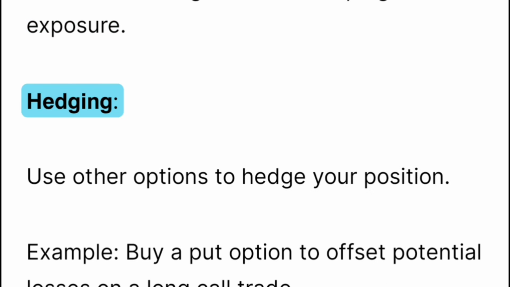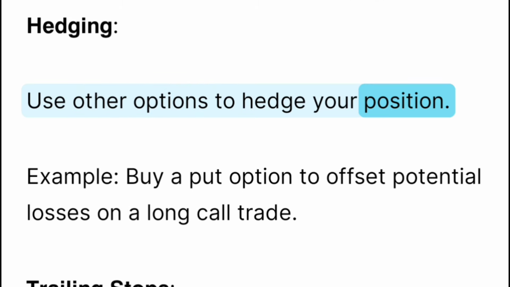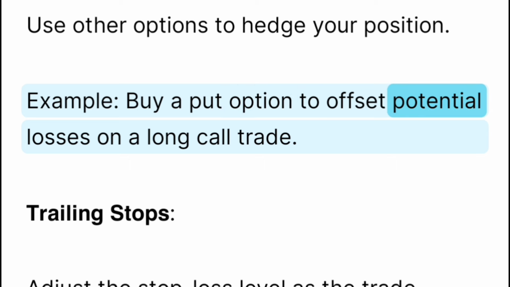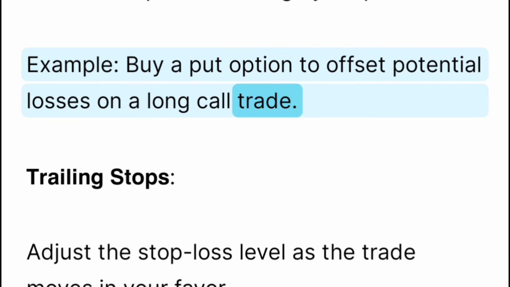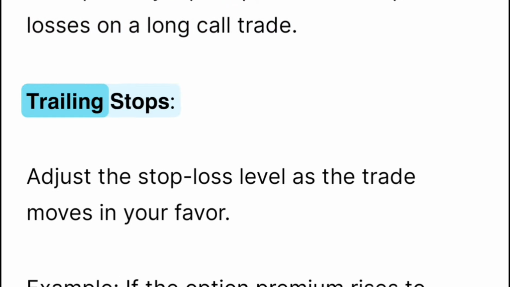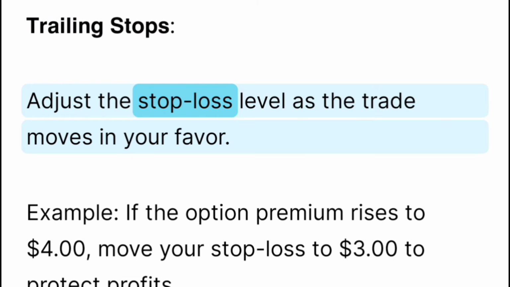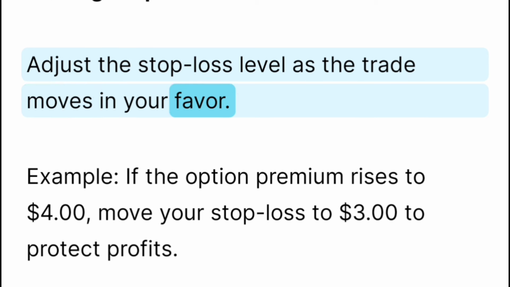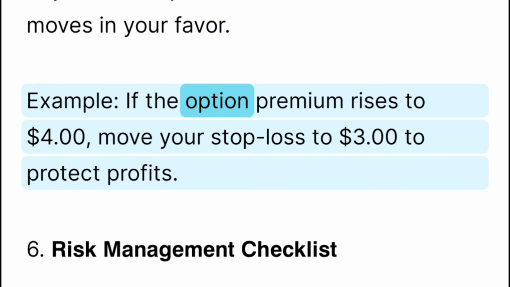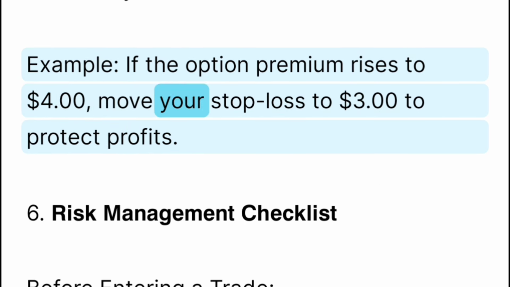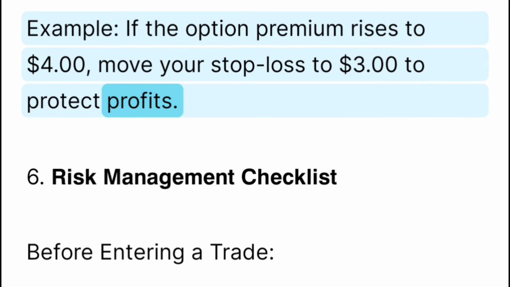Hedging. Use other options to hedge your position. Example: buy a put option to offset potential losses on a long call trade. Trailing stops. Adjust the stop loss level as the trade moves in your favor. Example: if the option premium rises to $4, move your stop loss to $3 to protect profits.